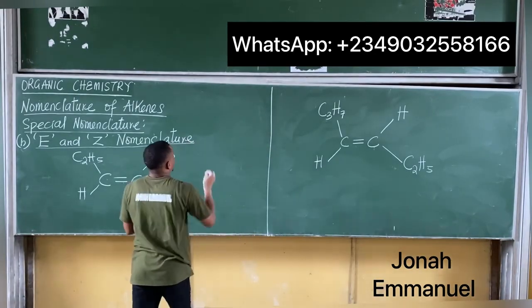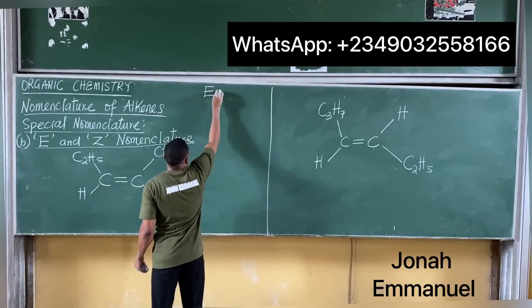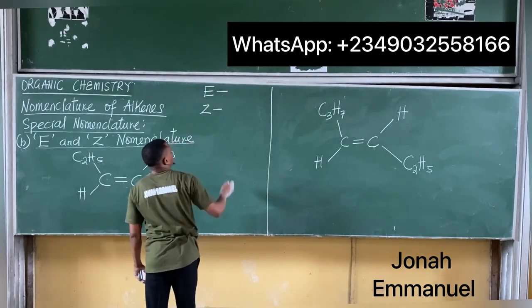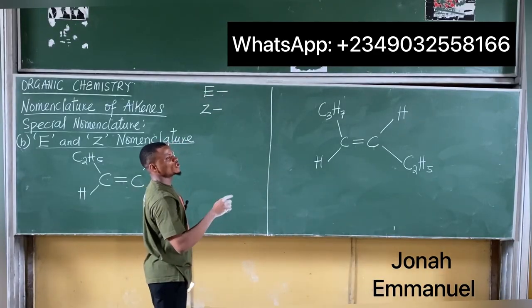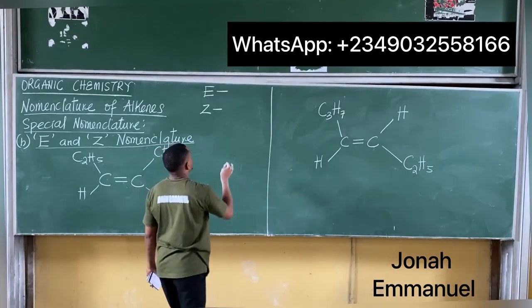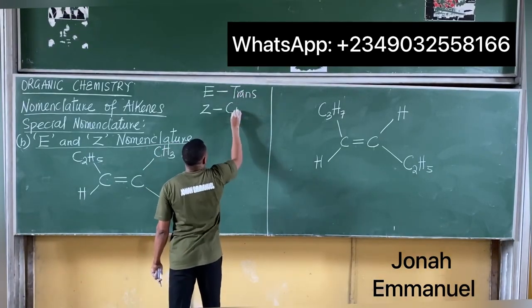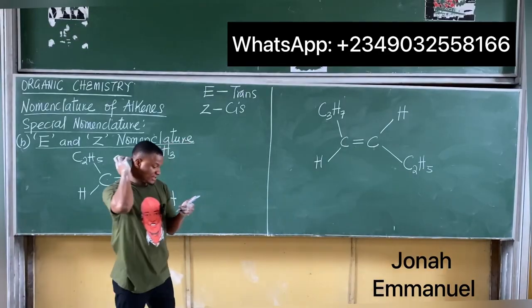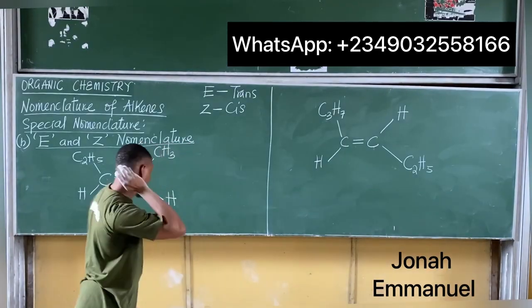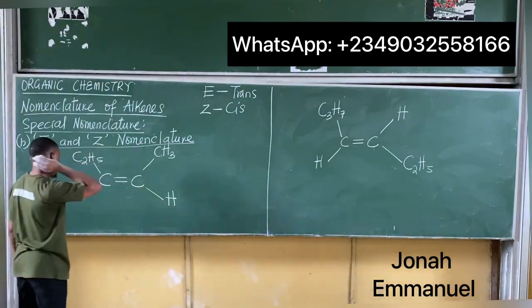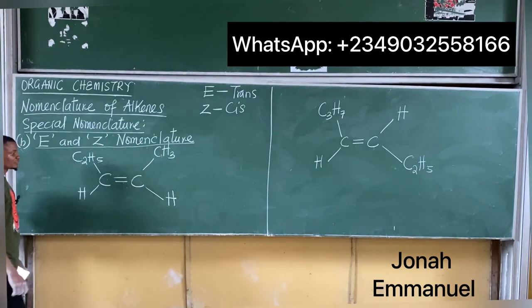So E and Z can be used for which and which respectively? E is for trans, Z is for cis. That's the first one to show you here. E is for trans, Z is for cis.